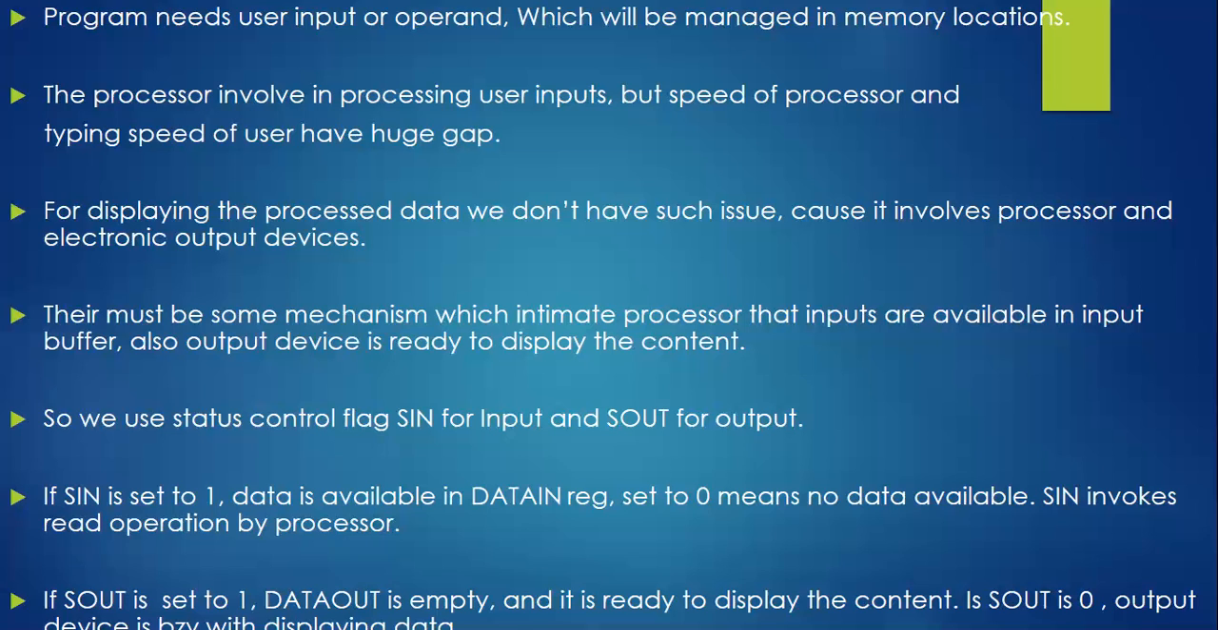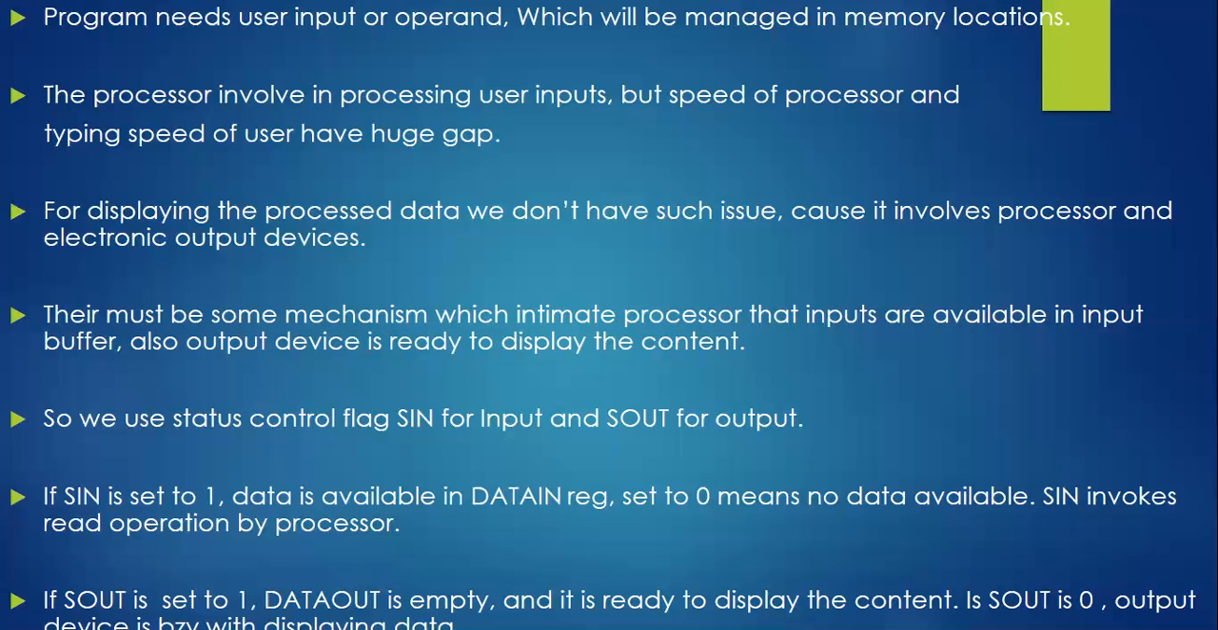So instead of that, we add one small mechanism which will intimate the processor that yes, data is available in the data in. No need to wait for the user's entry. Clear? The processor will be intimated whenever data is available in the data in. If data is not available in the data in, there will be no intimation going to the processor.